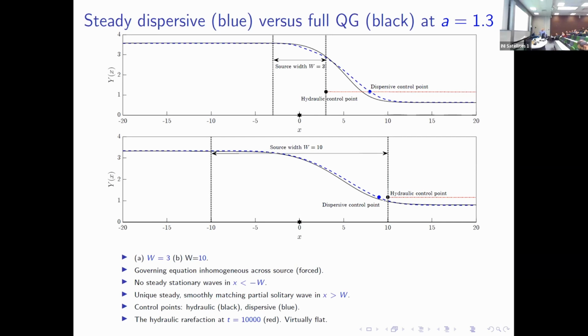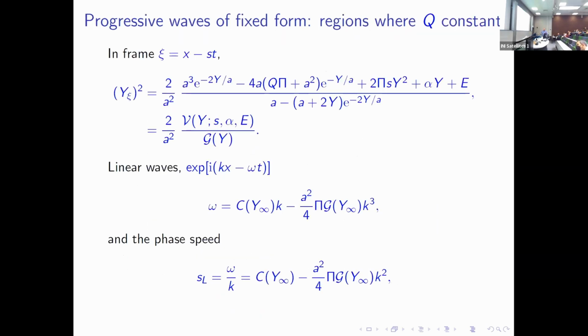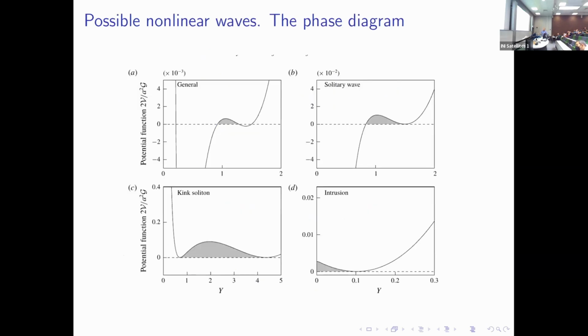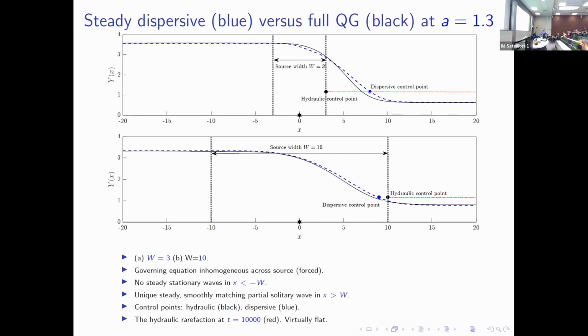How have we built up this solution? Well, no Rossby waves can stand against the flow, as all the Rossby waves propagate downstream, so none can stand on the downstream side. So downstream, the flow has to be flat. Upstream, we must have a solution of the dispersive equation. So in fact, it's a solitary wave upstream. It matches onto a part of a solitary wave here, standing on this value.